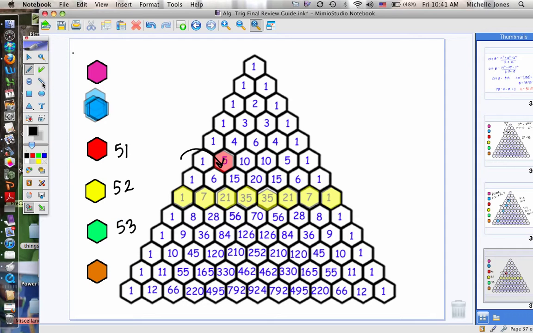For number 53, what's the second term in the 6th row? Now this is where it gets a little tricky. The second term. Okay, so we're going to start looking at row 6 here. Second term, first term, second term. It's 15.